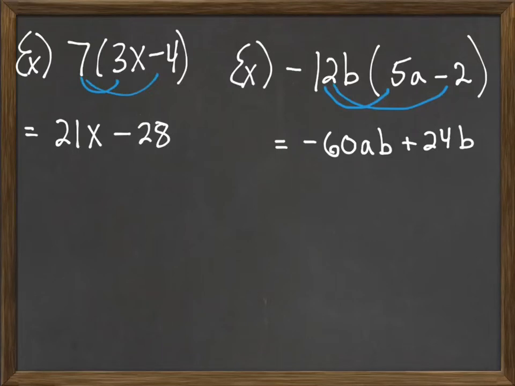And in this case, that's all the further we can go. We have a negative 60ab and a 24b. There's nothing more we can do with that. They're not like terms, and so that's our answer.